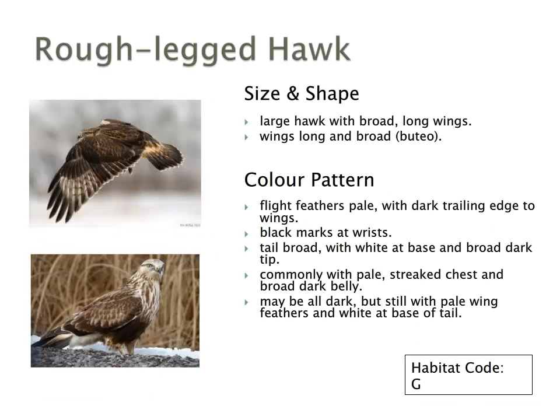The rough-legged hawk is relatively large as well, with broad, very long wings. They've got very pale flight feathers with a dark trailing edge, black marks at the wrists, similar to those. One of the things to keep in mind is, of course, the feather patterning that occurs in and around the legs as well. They're commonly very pale with a streaked chest. They could be all dark, but they could and will still have pale wing feathers and white at the base of the tail.